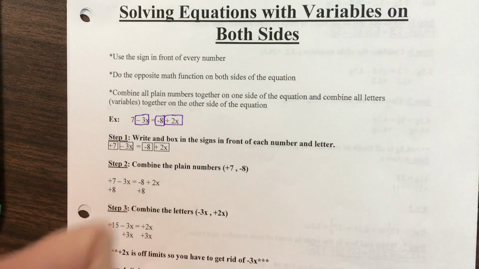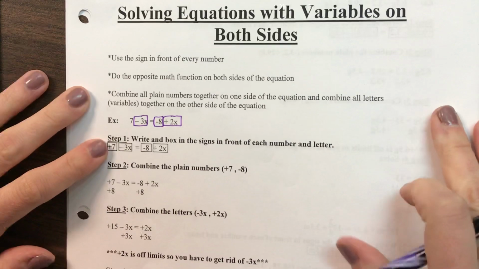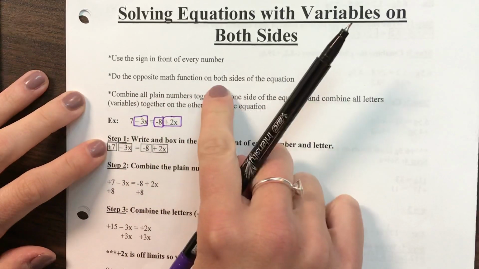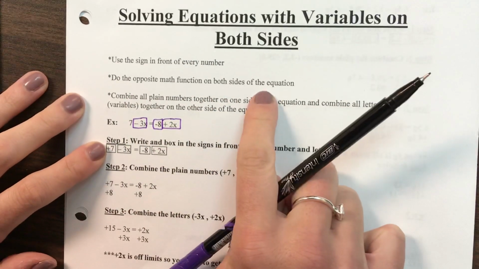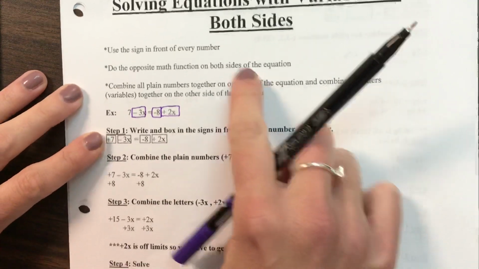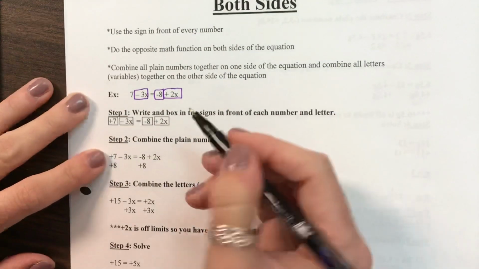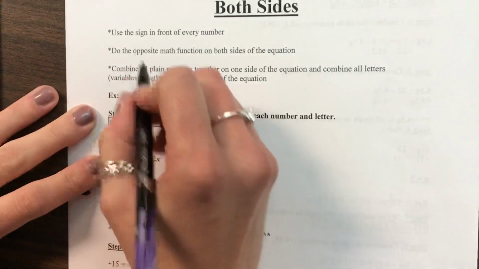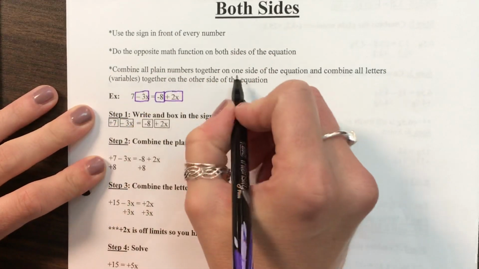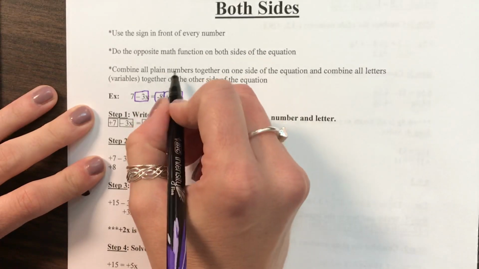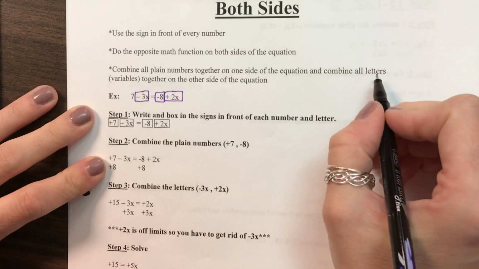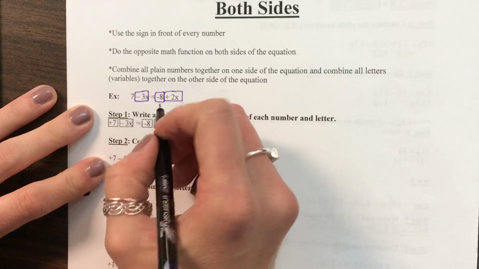Just like with one-step and two-step, you're gonna do the opposite math function on both sides of the equal sign. So to cancel it out on one side and to move it to the other side. So how this is going to look, we're going to combine all plain numbers together on one side, so just the regular numbers, and then we're going to combine all letters or variables together, okay?